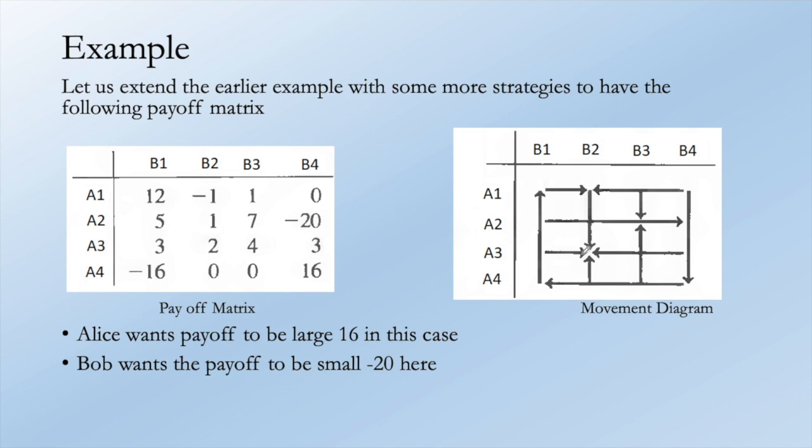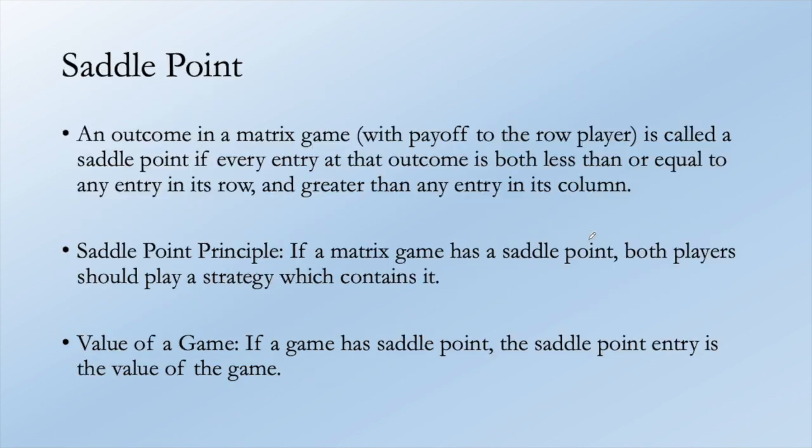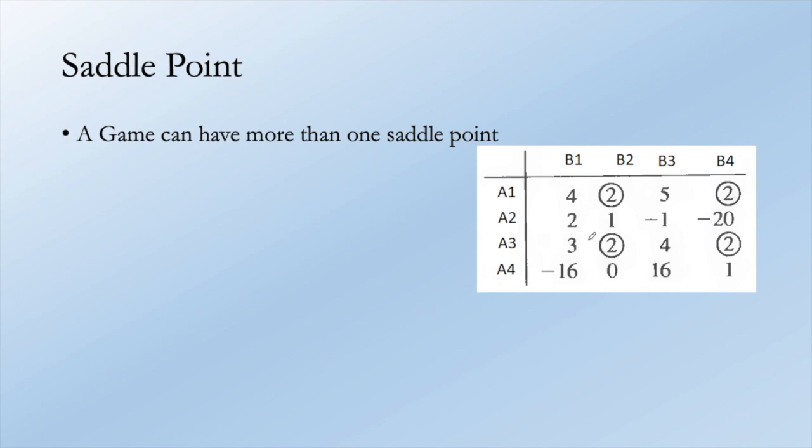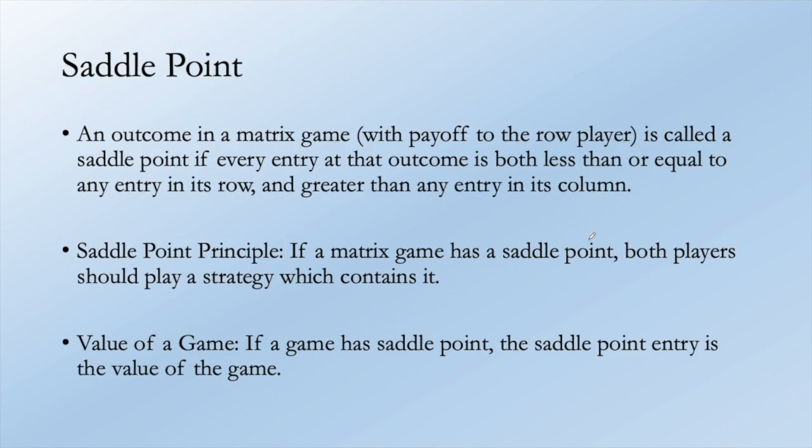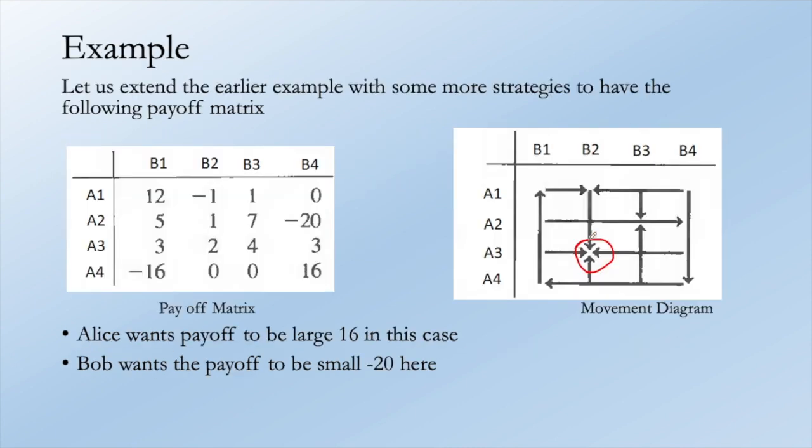Now this particular position has a specific name in game theory. This is called a saddle point. Now what is a saddle point? Let us first discuss that. An outcome in a matrix game with payoff to the row player is called a saddle point if the entry at that outcome is both less than or equal to any entry in its row and greater than or equal to any entry in its column. So let's see here.